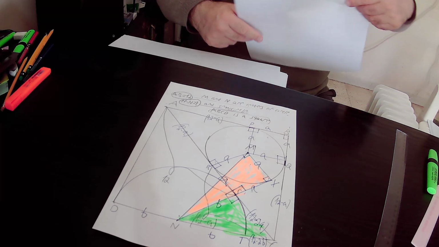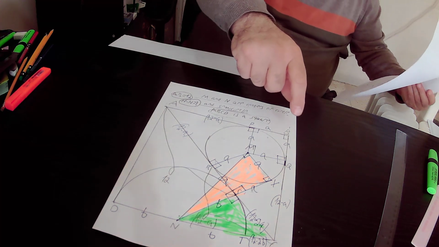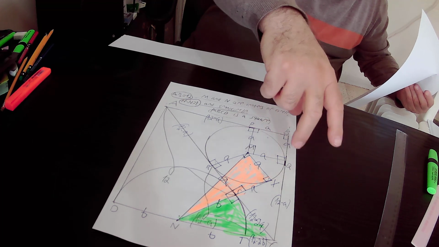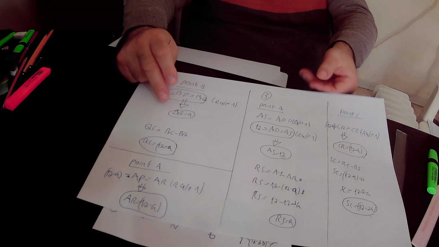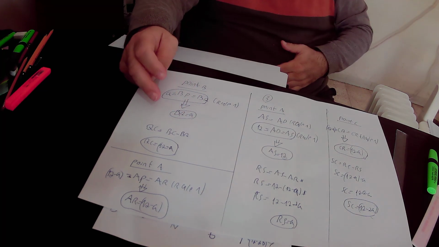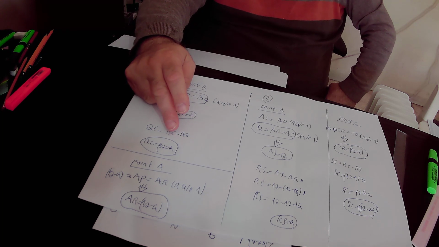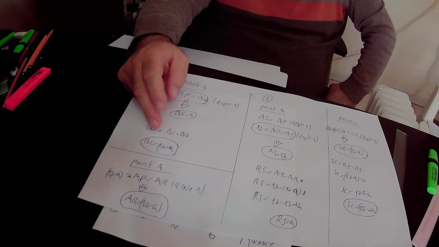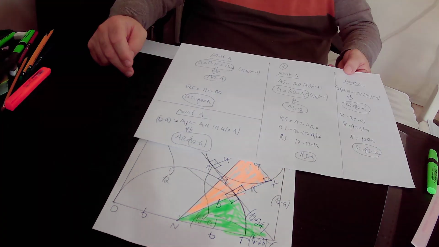Then, so here, what is the value of QC? QC equals BC minus BQ. That is to say, QC equals BC, that is 12 units, minus BQ, that is A. So, in conclusion, we found out that QC equals 12 minus A. Here, QC equals 12 minus A.